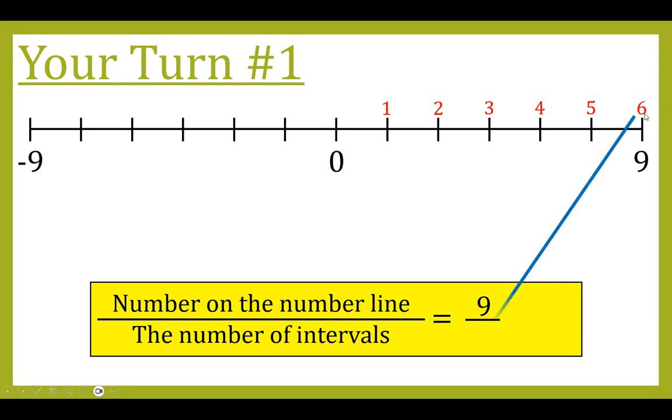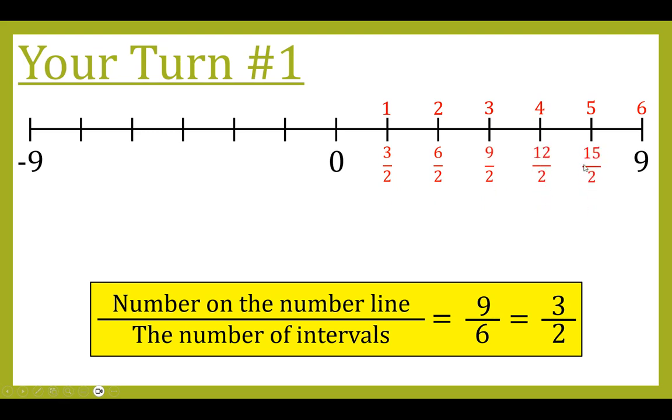And you can see my number of intervals is 6. I can reduce. This becomes 3 over 2. So what that means is each interval is increasing by 3 over 2. So I'm going to write 3 over 2, 6 over 2, 9 over 2, 12 over 2, 15 over 2. And then this one would be 18 over 2. And 18 over 2 we know is 9. So that's how I can check and make sure that I did that right.